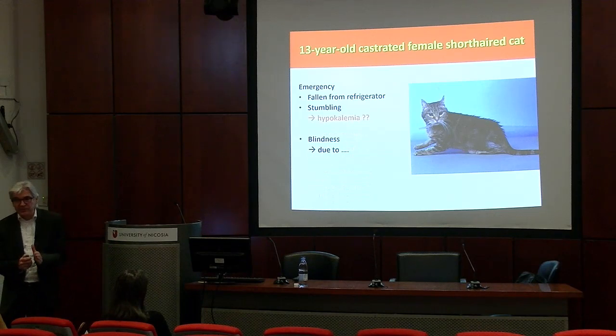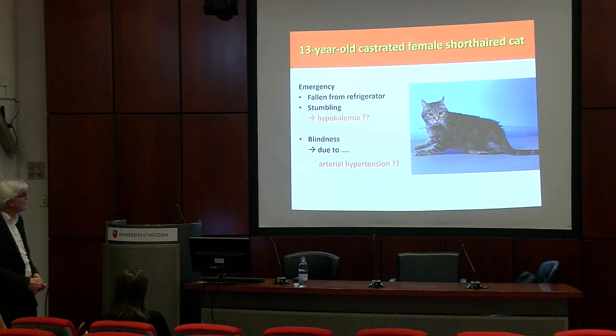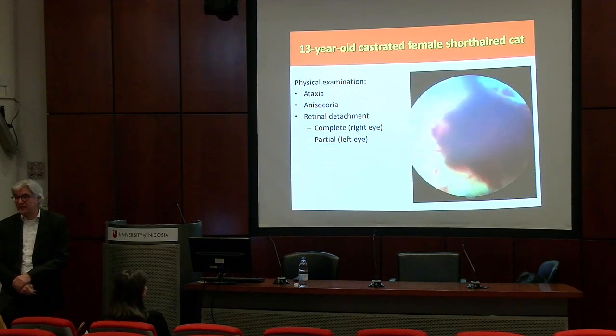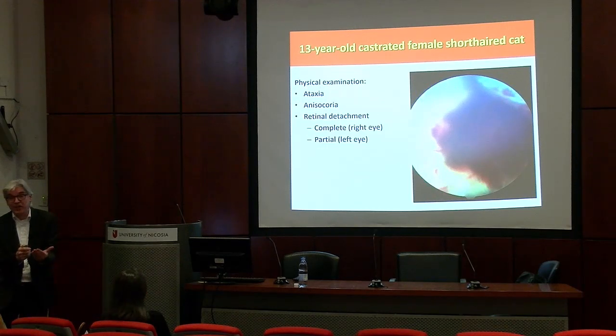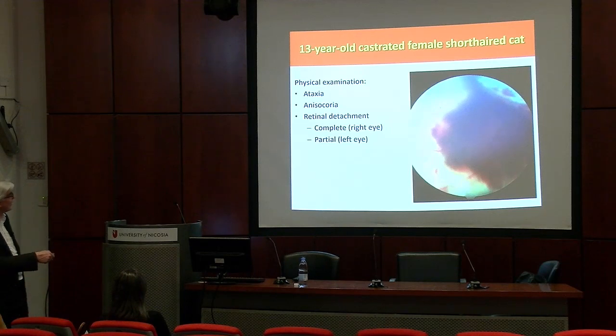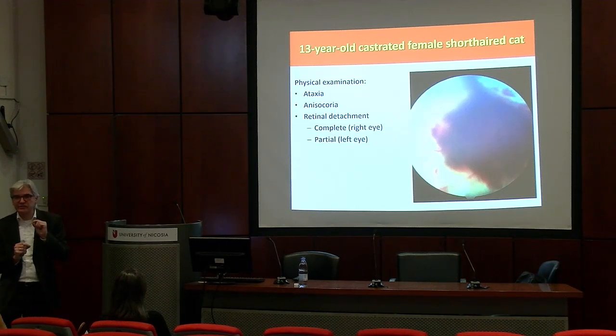And also this cat had blindness, a bilateral eye problem. So in a case like that, bilateral, we have to look for arterial hypertension. Of course, we did more physical examination in this cat. The cat also had ataxia, which can also be explained by hypokalemia and problems with nerve conduction. The cat had anisocoria, so the pupils did not have the same size.